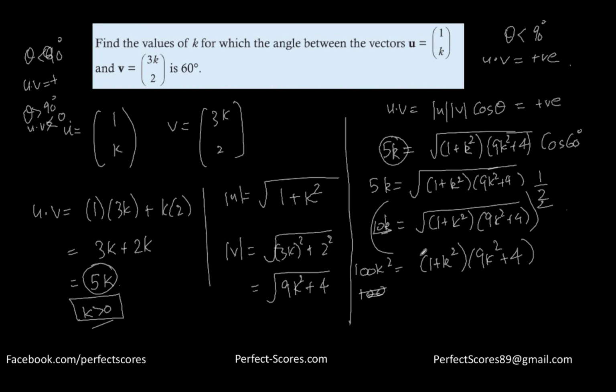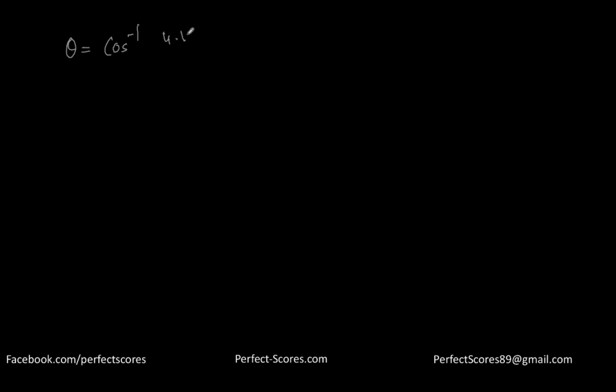So I hope you understood this. I'm just going to give you a little summary of that. The summary is that theta is equal to the cos inverse of u dot v over magnitude of u times magnitude of v. Something which is very, very important.